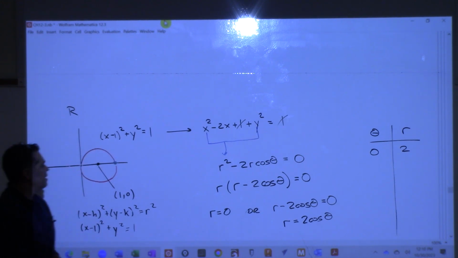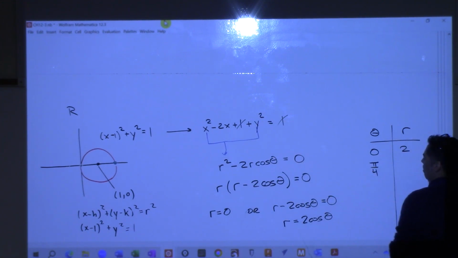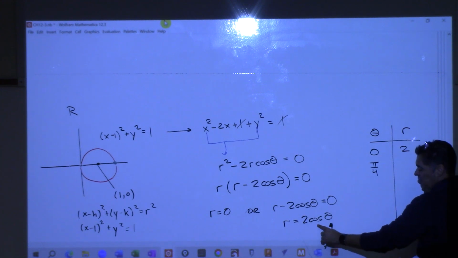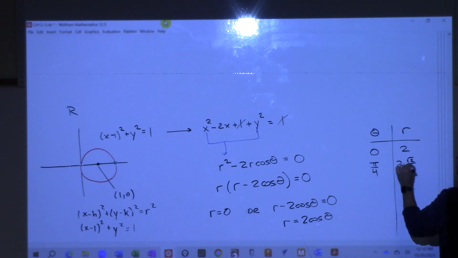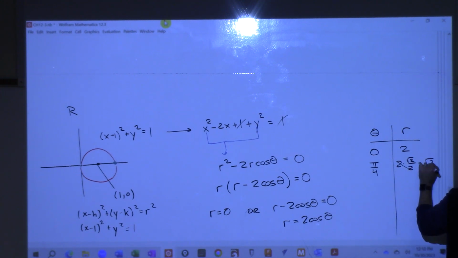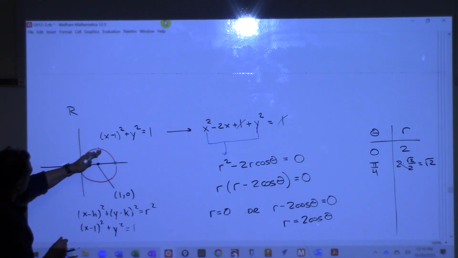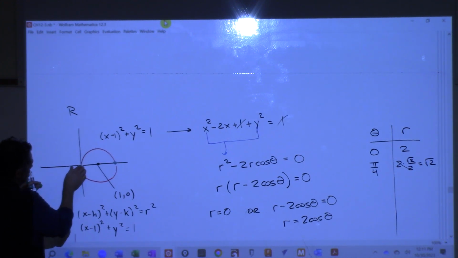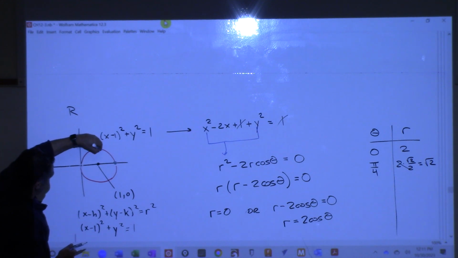Now let's take another angle we know pretty well. How about pi over 4? What's cosine of pi over 4? Root 2 over 2, so this is 2 times root 2 over 2, which is just root 2, about 1.414. So that means if you're standing here and you aim pi over 4, which is 45 degrees, you walk out how far? 1.4. You'll be at this point right here.